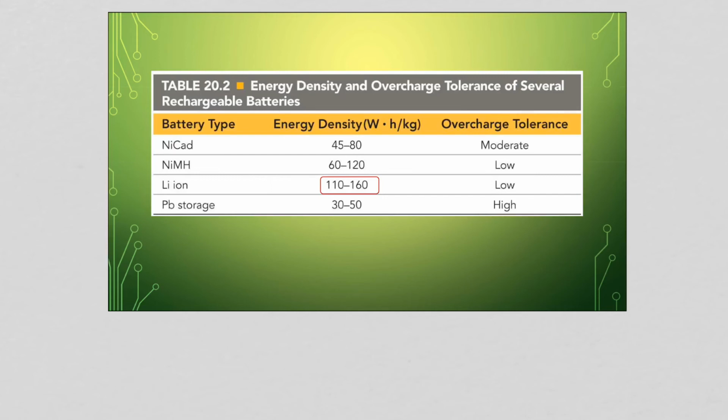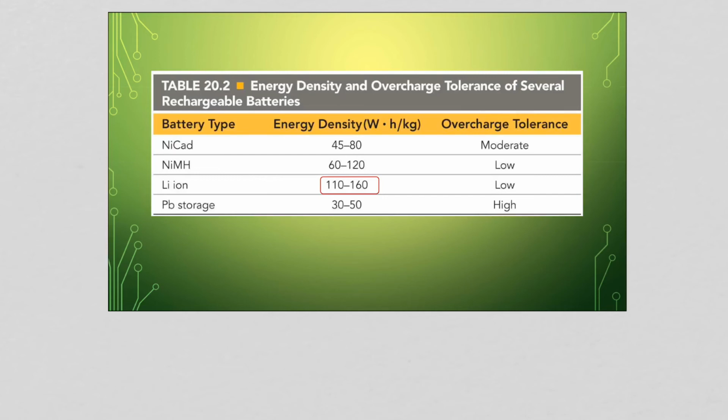NiCad is pretty low, right? Sometimes nickel metal hydride can be upwards of twice the NiCad battery, and then lithium ion is going to be the best here. If you look at the lead storage, extremely low. Lead is heavy. If you ever see one of these batteries, they're very heavy, and for the output that you get, right, you're getting a fairly low energy density from your lead storage battery.